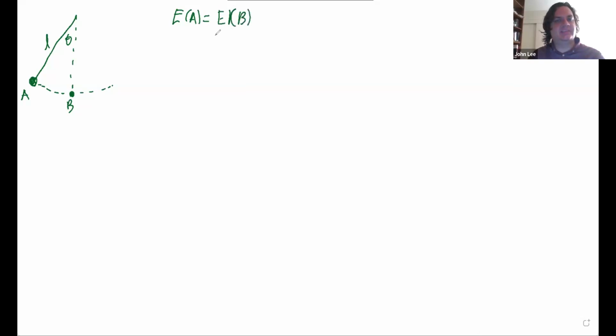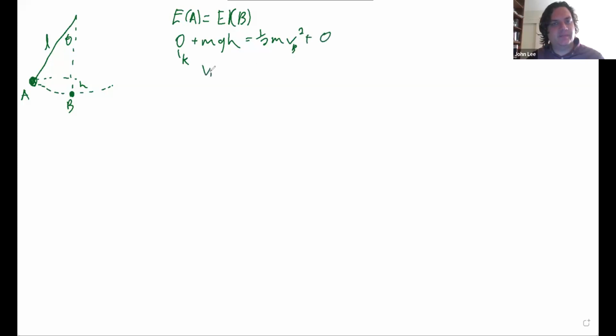And then since this is the highest point of the pendulum, there's no kinetic energy in the system. So 0 K plus MGH, where H is defined as the height between point A and point B, is equal to 1/2 MV squared B plus 0.